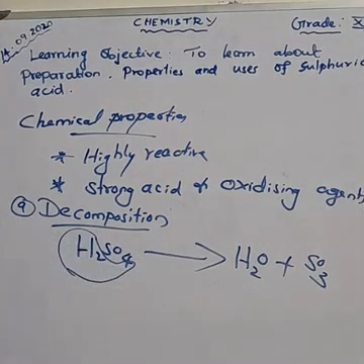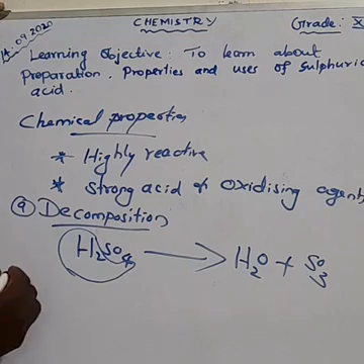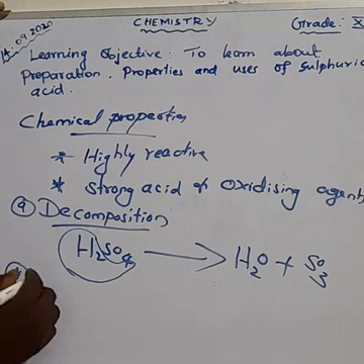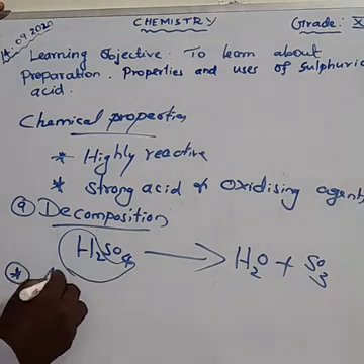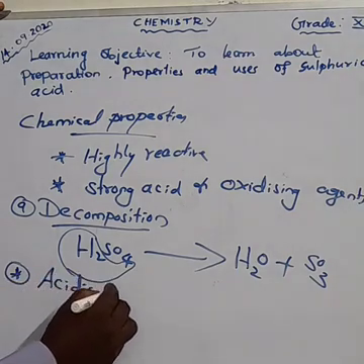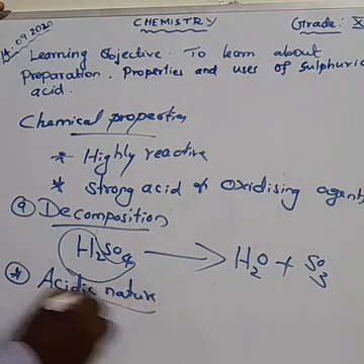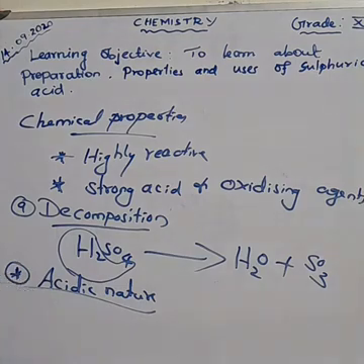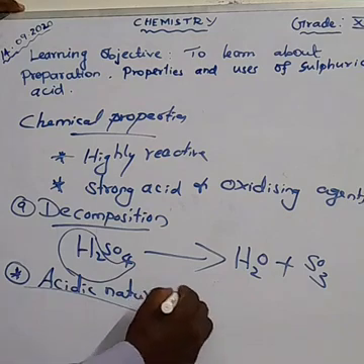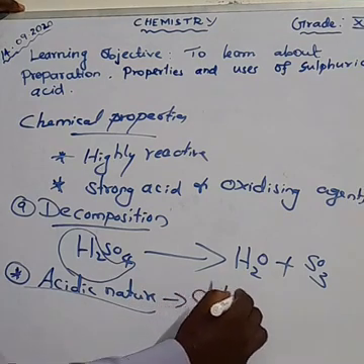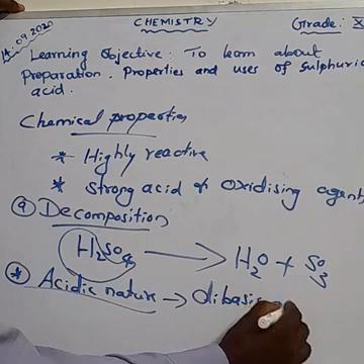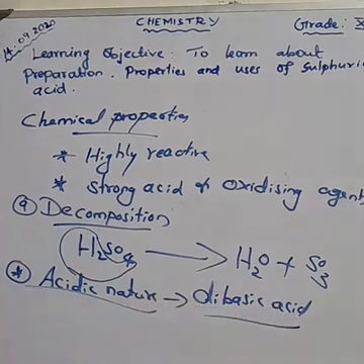Clear? Next, a very important topic is acidic nature. Acidic nature: here, it is a strong dibasic acid. What about a dibasic acid? It can form two types of salt.